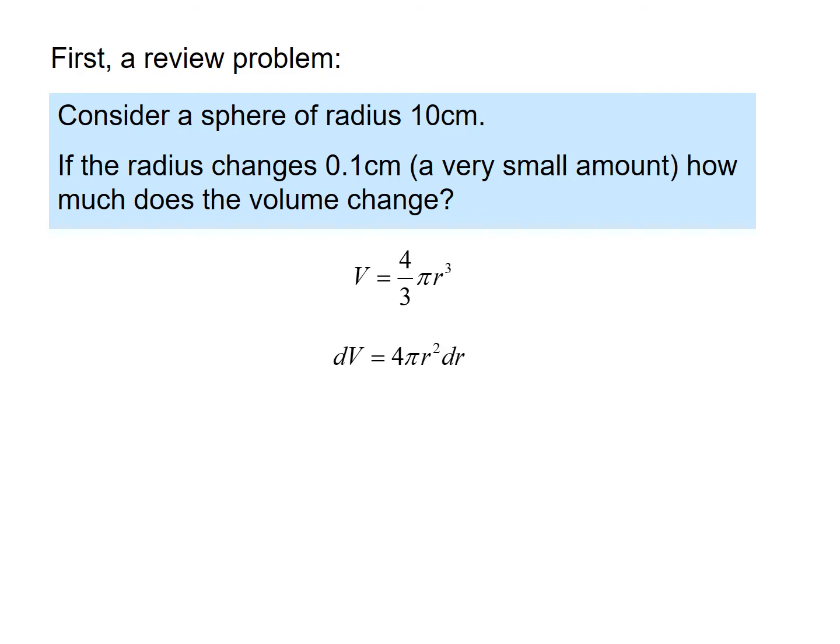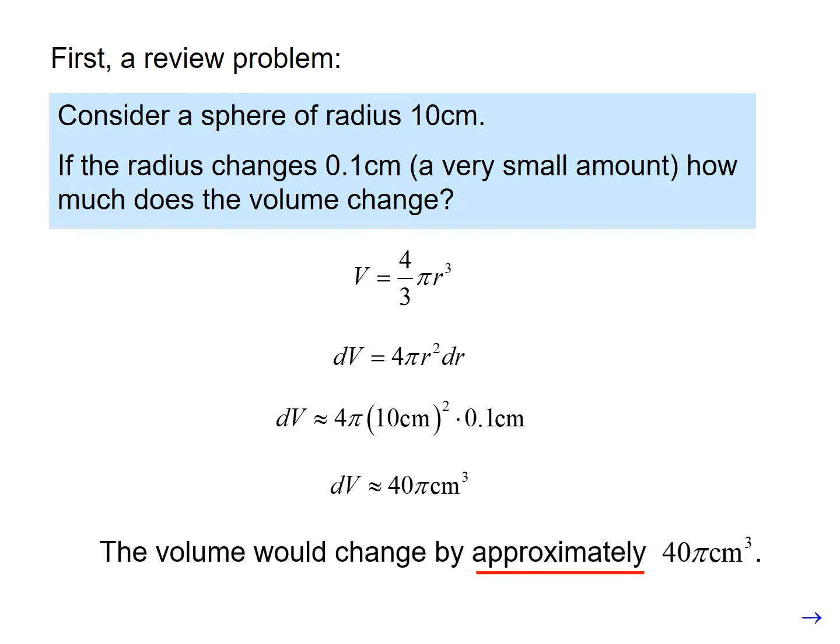So dV equals the derivative of 4/3 pi r cubed, which gives us 4 pi r squared dr. So to find the change dV, that's equal to 4 pi times 10 squared times dr. Now dr is this infinitely small amount, and we're giving it a finite quantity of 0.1. So our equality now is an approximation. So the change in volume is approximately 40 pi cubic centimeters. And it's important that we understand that this is not an exact quantity, this is just an approximation.